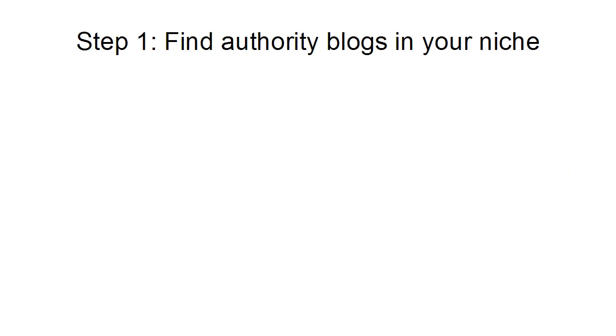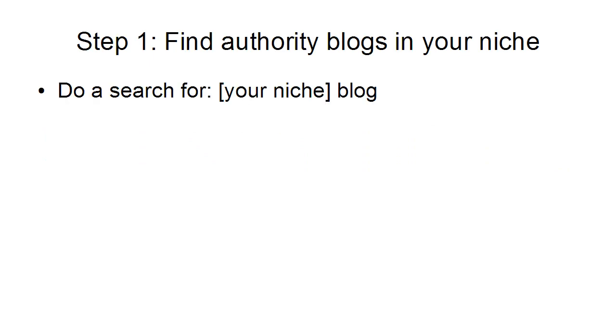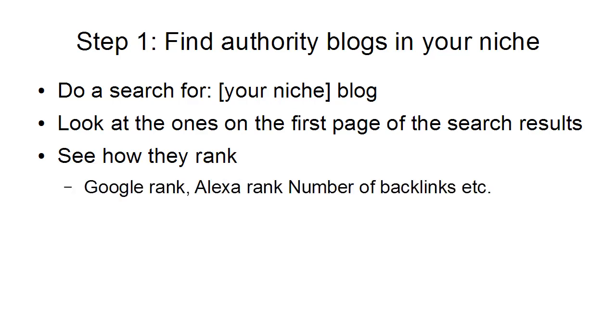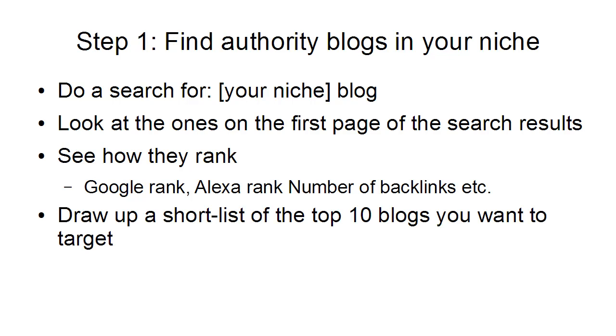Now, step number 1 is to find authority blogs in your niche. So you want to do a search in Google or other search engines for your niche and then blog. And you want to look at the ones on the first page of the search results. And you want to see how they rank. You want to look at things like their Google rank, their Alexa rank, the number of backlinks, and so on. And you want to draw up a short list of the top 10 blogs that you want to target, and you want to subscribe to them.